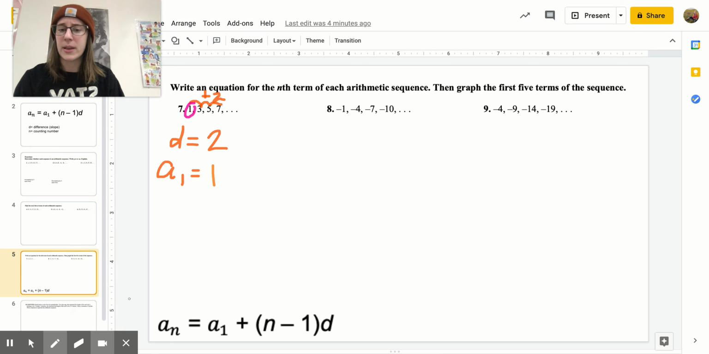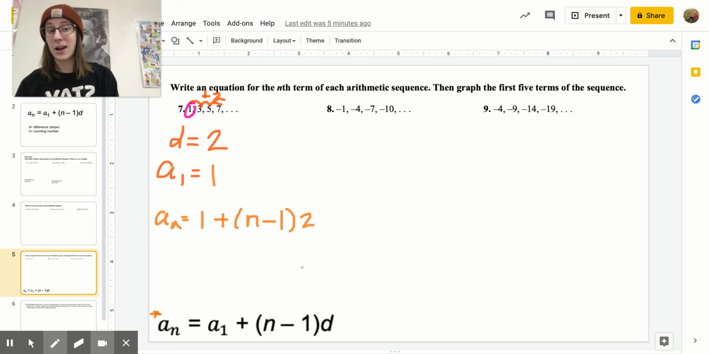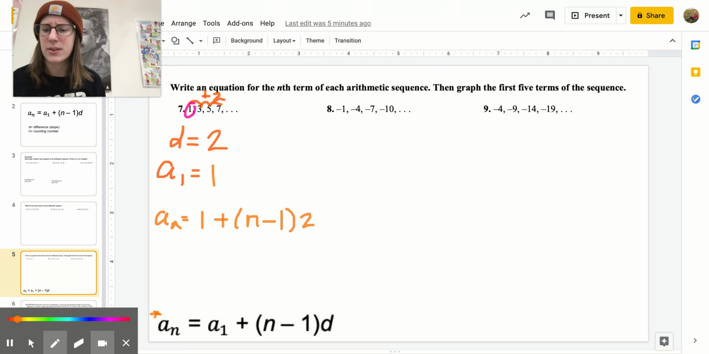And then all you have to do from there is just write your equation out. So we have, I'm just copying it down as I go, a sub n equals my a sub 1, which is 1. That's almost like your intercept, plus n minus 1 times your difference, which we found to be 2. Then it says to graph the first 5 terms of the sequence. So what you're going to do, I'm not sure if they give you a graph in this or not.